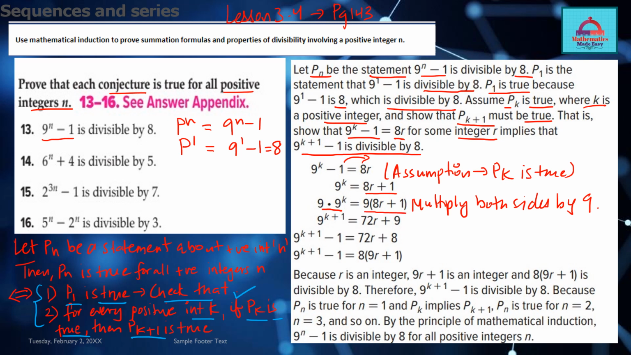So when I do that, the left side reduces to 9^(k+1), which is what I want because I'm checking on the divisibility of k plus 1. And the right side, you just do the distributive, multiply, it is 72r plus 9. Now, from both sides, I'm now subtracting 1.